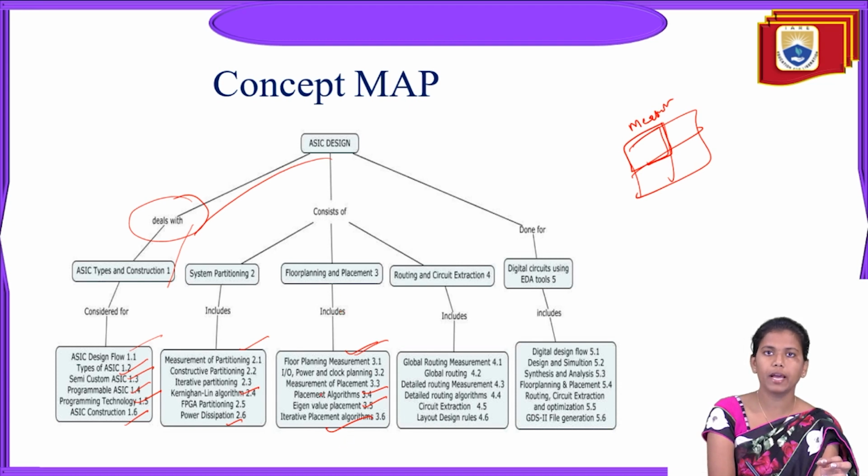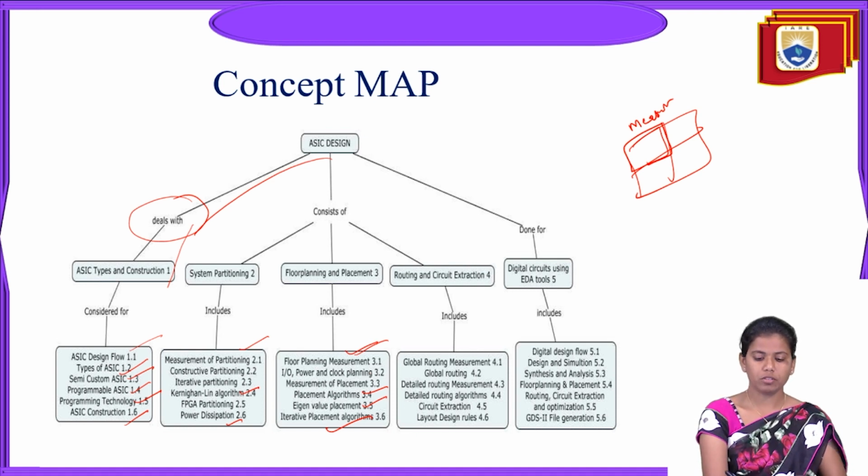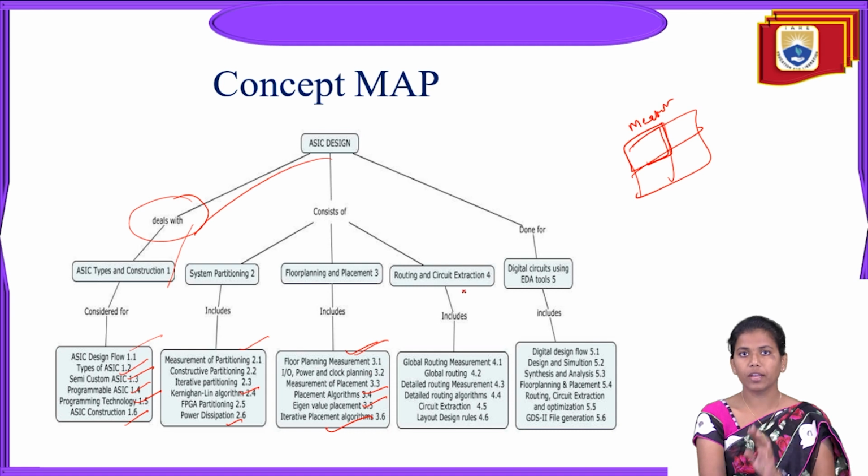So this floor planning and placement includes all these criteria. We have to achieve all these criteria in order to develop a particular module. These things we will see only in the designing flow, only in the back end of the process. Then routing and circuit extraction.